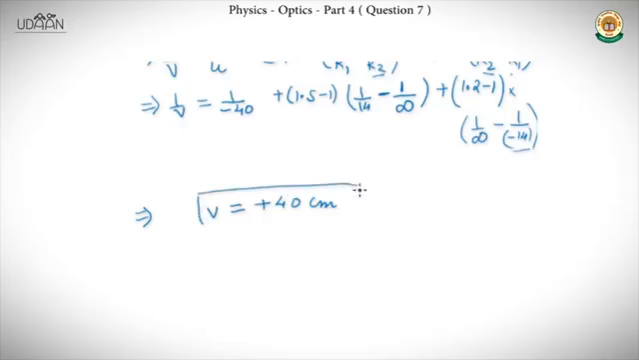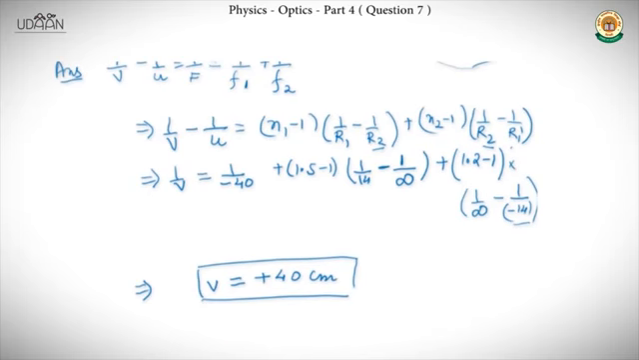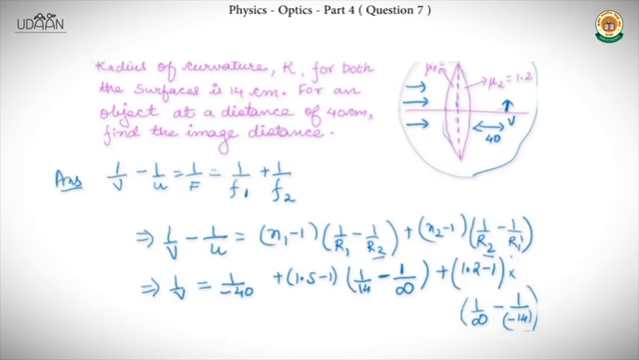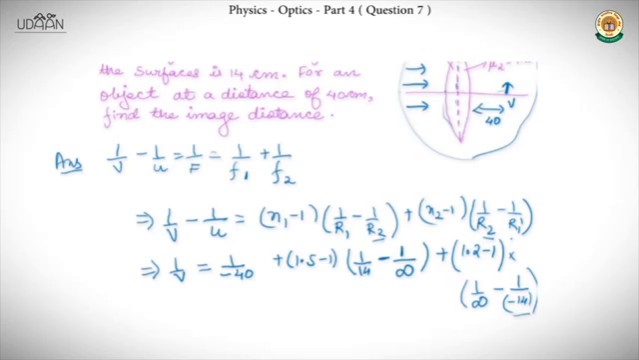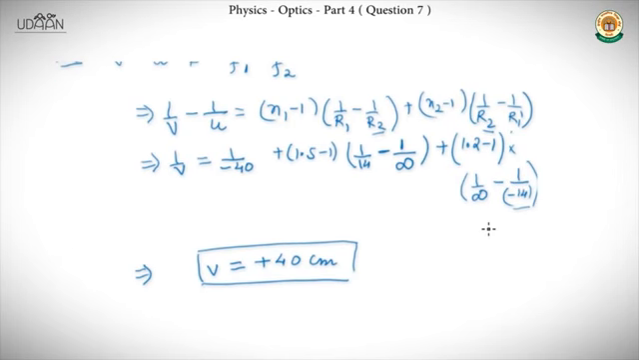So plus 40 denotes that v is found here. To summarize, we simply considered this problem to be the problem of two lenses in contact, and then we applied the lens maker formula as well as the simple lens formula and got the answer, which is 40 centimeters.